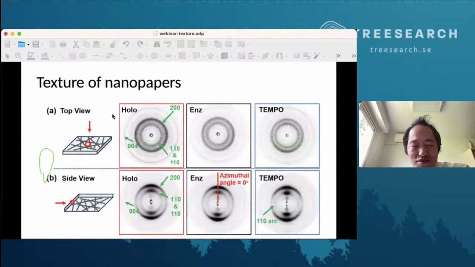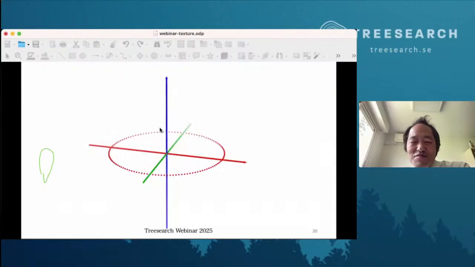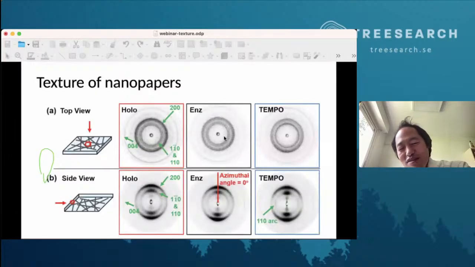This is an example we had. These were done at KTH. They had a series of nanopapers made of hollow cellulose. So they prepare hollow cellulose and disperse it in water and make nanopapers, or some with enzymatic pretreatment, or with TEMPO cellulose. When you look with a beam perpendicular to the film, they look relatively isotropic. They have about the same intensity in all directions, which is expected. But if you look at the intensity of the two rings, for example, hollow cellulose and enzymatic, it's classical for cellulose I. It has a similar intensity ratio between the two rings. But if you look at TEMPO cellulose, the intensity ratio is different.